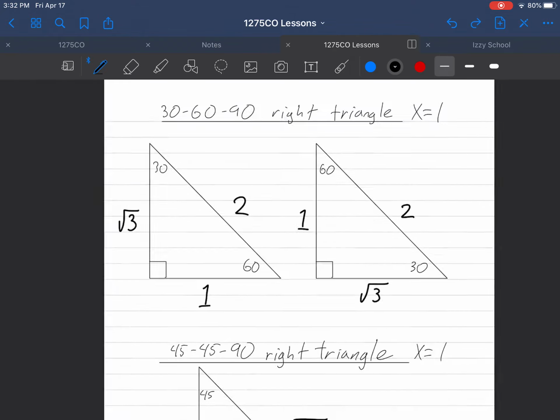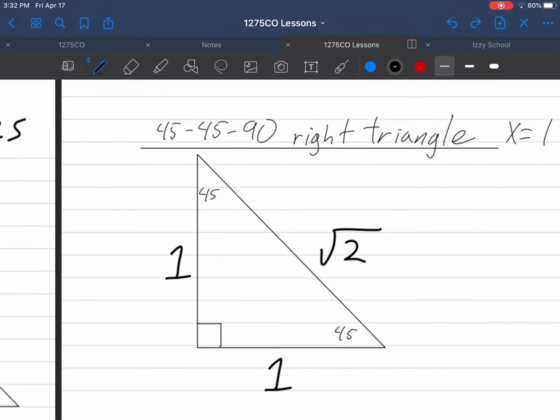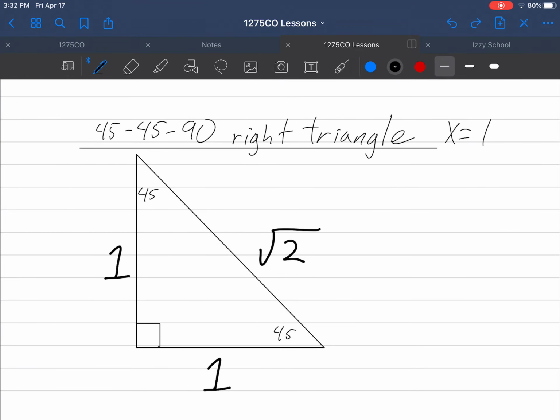This is going to be correct, and the same is going to hold true for the 45, 45, 90 right triangle, like so. Opposite the 45-degree angles measures 1. Again, both of them. And then opposite the 90-degree angle measures radical 2.